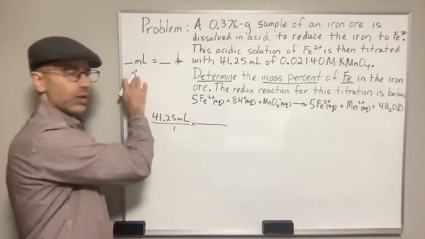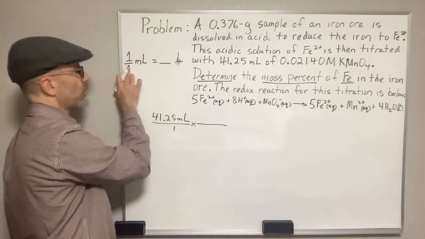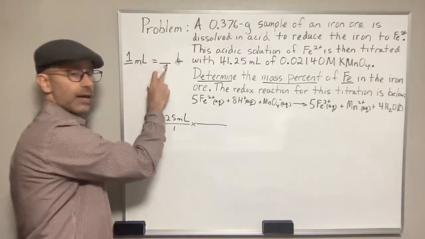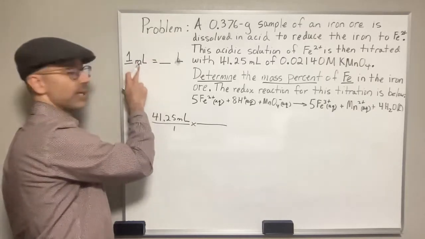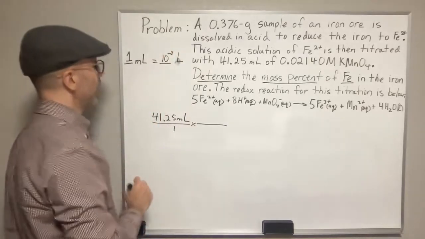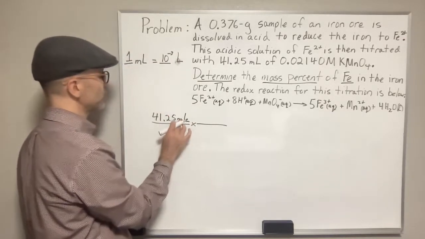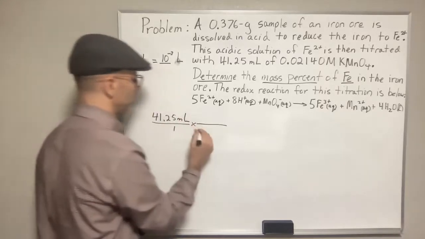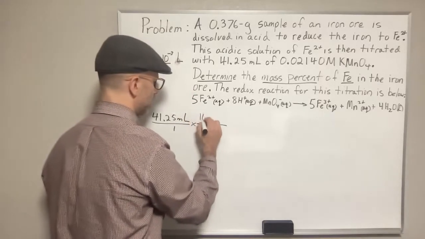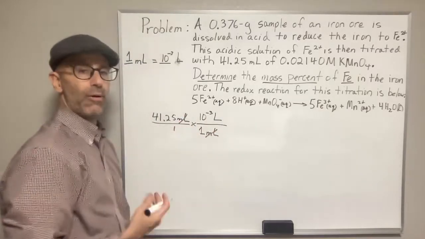I always put a 1 with the prefix unit. Since this has the prefix milli, I'm going to put the 1 there. And then whatever the prefix multiplier is, I put that with the base unit. Milli is 10 to the negative 3, so that's going to be 10 to the negative 3. Now I have an equality, and I'm going to use that as a conversion factor. Since I have milliliters on the top, I'm going to put 1 milliliter on the bottom, and then 10 to the negative 3 liters on top. So milliliters cancels out. Now I have liters.